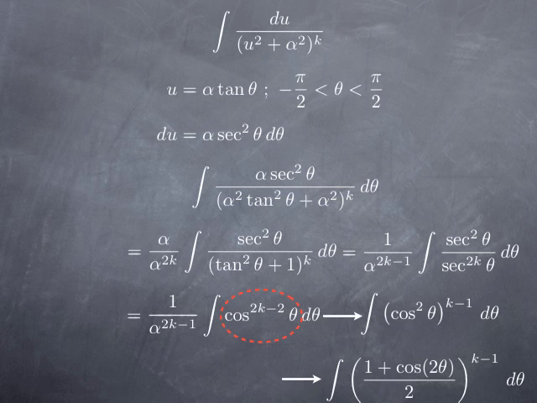So if k is large, this can be quite painful, and additionally at the end we get a function of theta and we have to go back to a function of u first and then as a function of x. So this is a fairly long process potentially. We're going to look at a couple of examples.